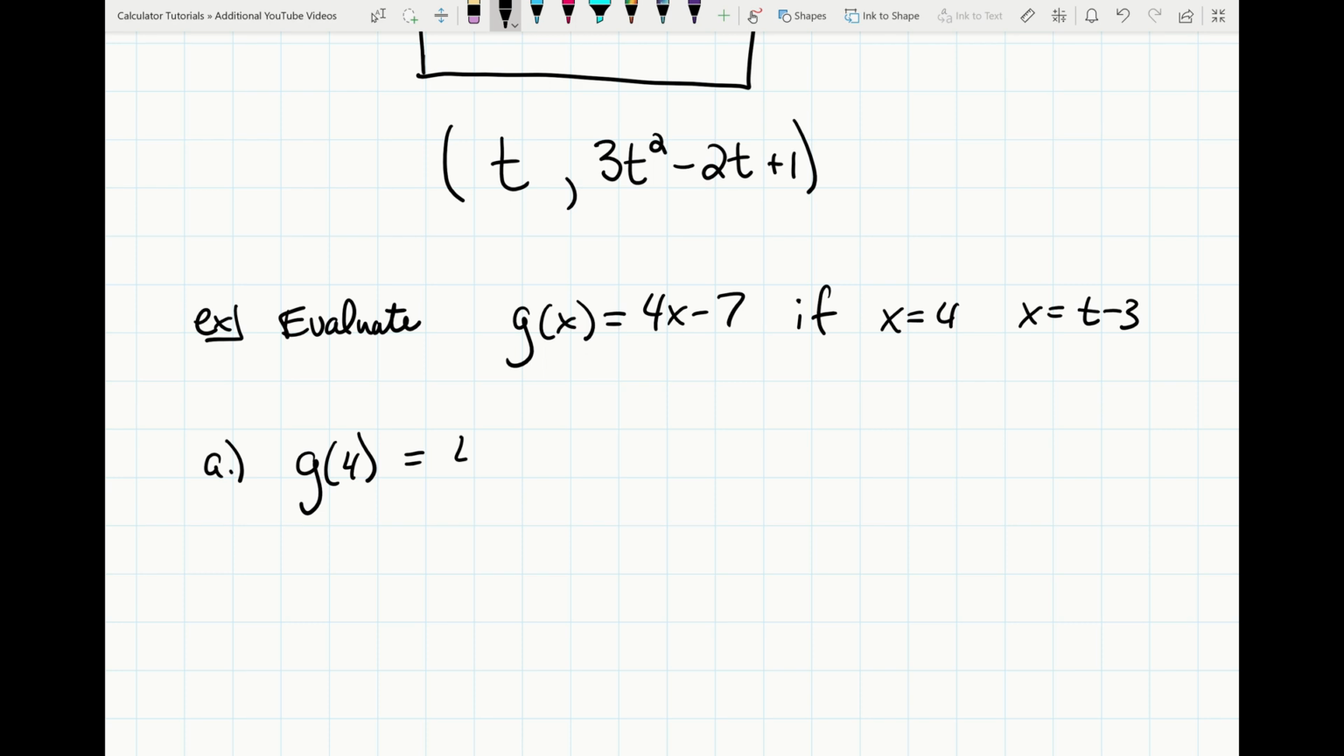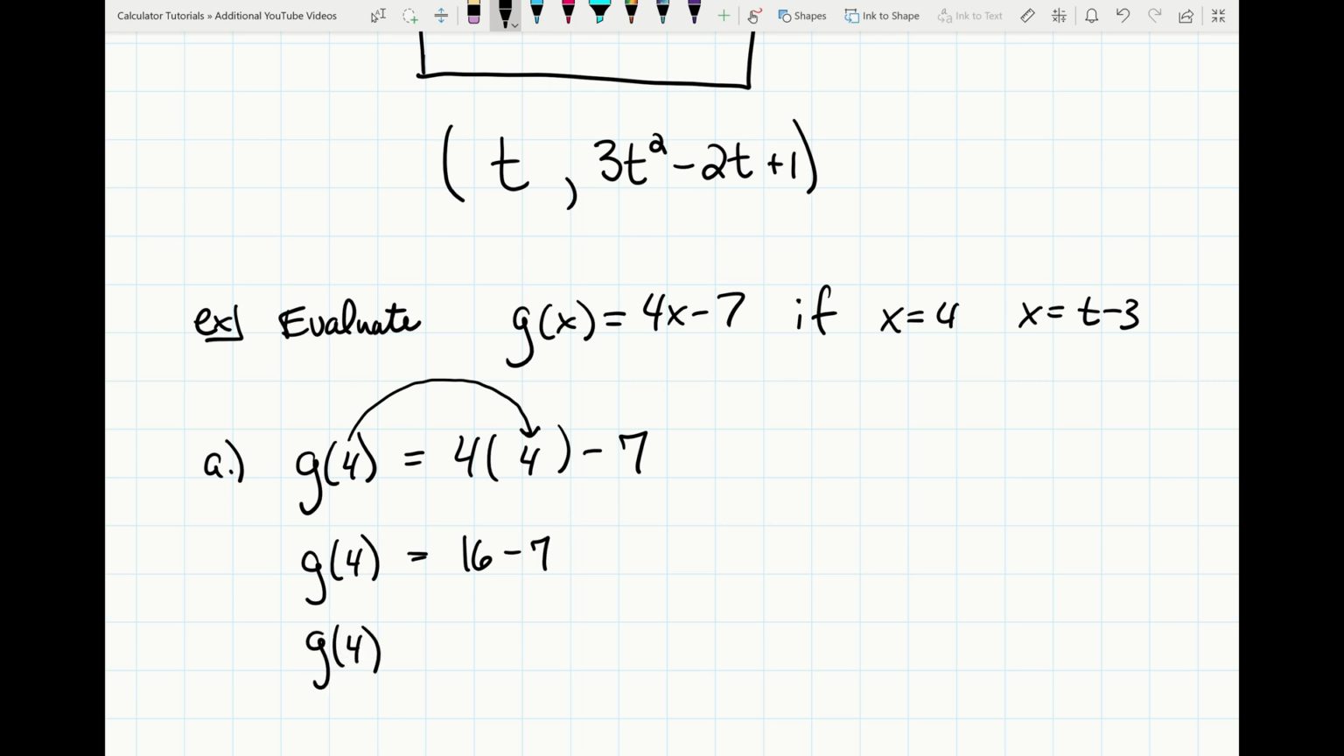So g of 4 is going to equal 4. Write out the relation, write out 4, and instead of writing x, put parentheses, minus 7. Now remember, 4 is the input. So we're going to input it into our function, and then we're just going to go ahead and calculate what this is. 4 times 4 is 16, and 16 minus 7 is 9. So we have the ordered pair 4, 9. Pretty straightforward.